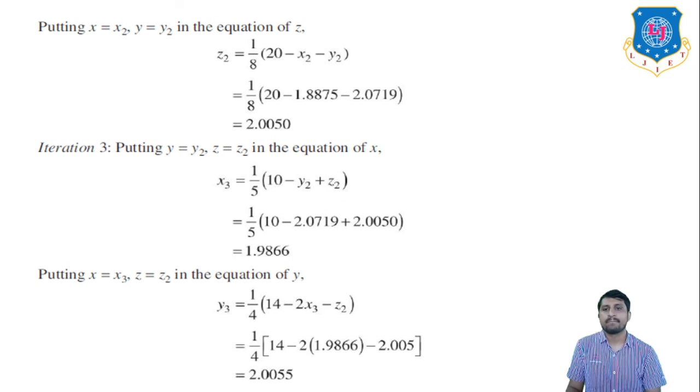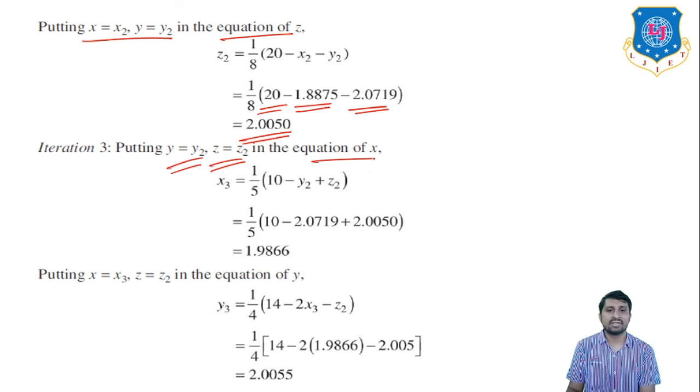2.0719. Putting x equal to x2, y equal to y2 in the equation of z, z2 is equal to (20 minus x2 minus y2) divided by 8. So 20 minus 1.8875 minus 2.0719, divided by 8, gives 2.0050. So putting y equal to y2, z equal to z2 in the equation of x, x3 is equal to (10 minus y2 plus z2) divided by 5. So (10 minus 2.0719 plus 2.0050) divided by 5, you will get 1.9866.